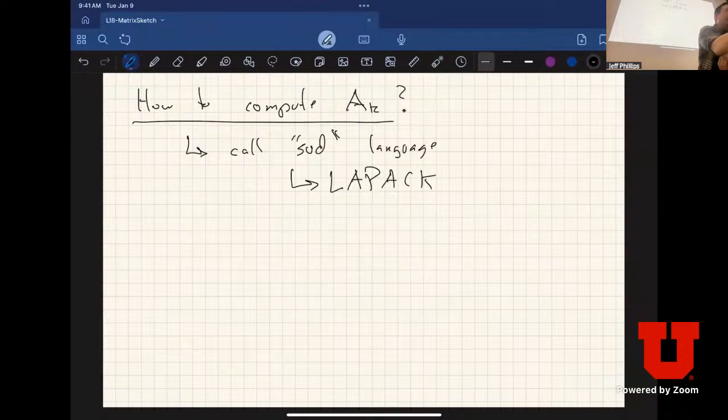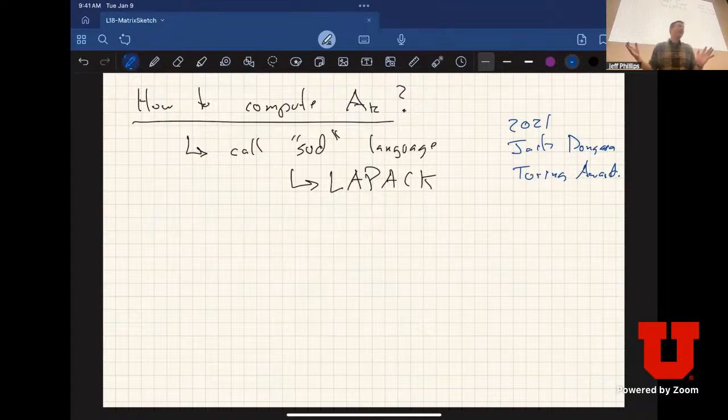In 2021, Jack Dongarra, who came here to speak a few months ago, won the Turing Award. He was basically the lead architect and has been maintaining LAPACK for like 40, 50 years. This one library, written in Fortran, has been the underlying library: every matrix library you call in any language will call an SVD operation in it.